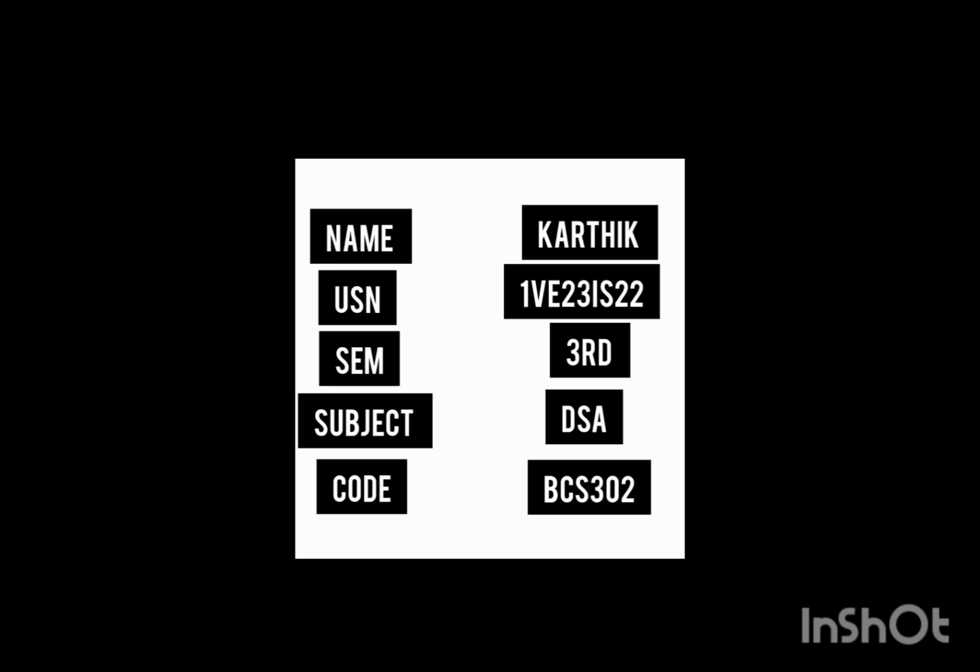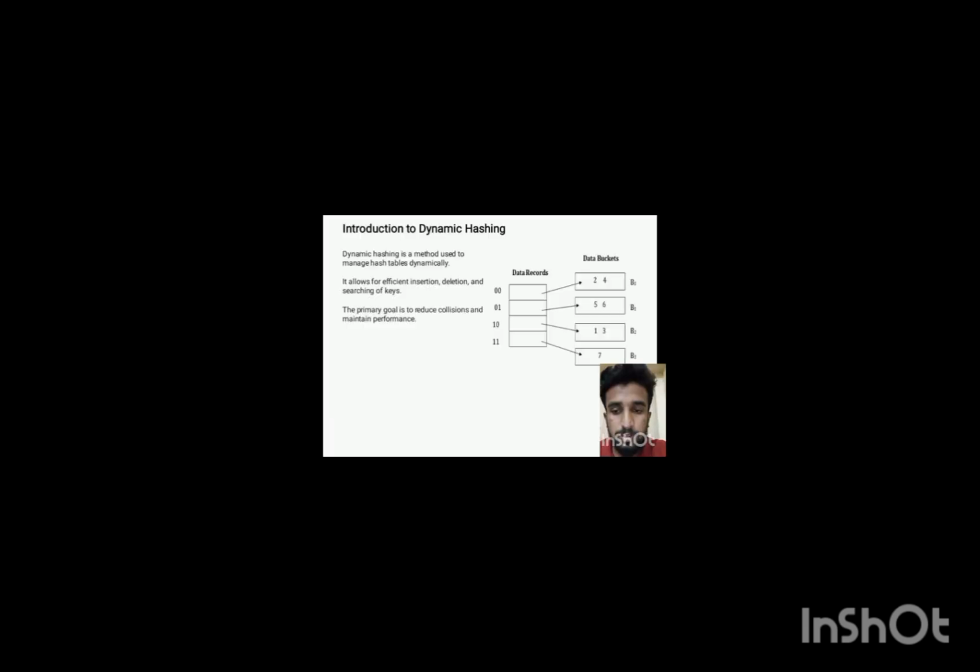Today's subject is data structure. Topic is dynamic hashing with leftist trees. Introduction to dynamic hashing. Dynamic hashing is a method used to manage hash tables dynamically. It allows for efficient insertion, deletion, and searching of keys. The primary goal is to reduce collision and maintain performance.